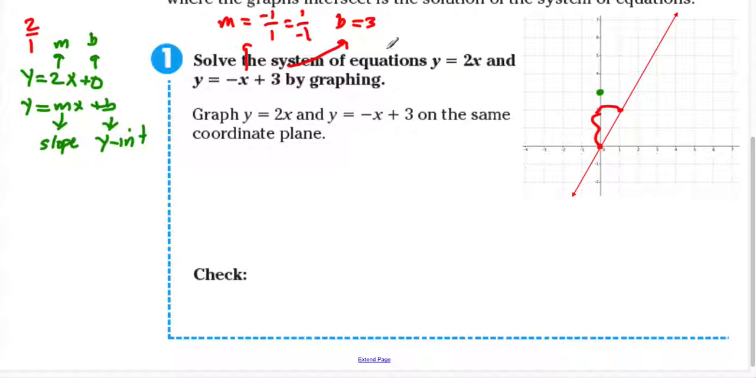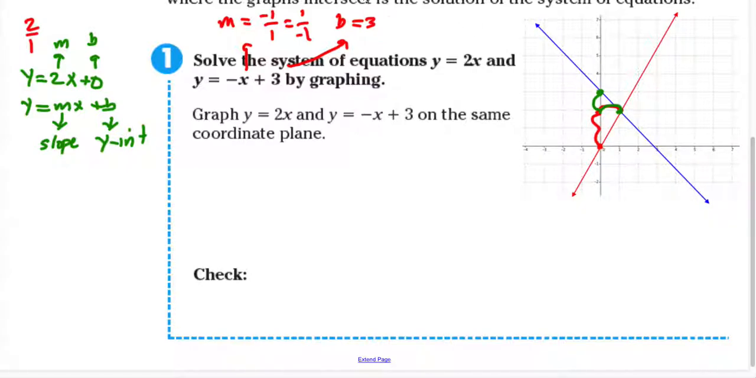Our slope is negative 1 over 1. That means our rise is negative 1 and our run is positive 1. When your rise is negative 1, you go down 1 unit, and then you go to the right 1 unit. So it's going to be the same point right there. Then we connect those 2 points. That's our line.